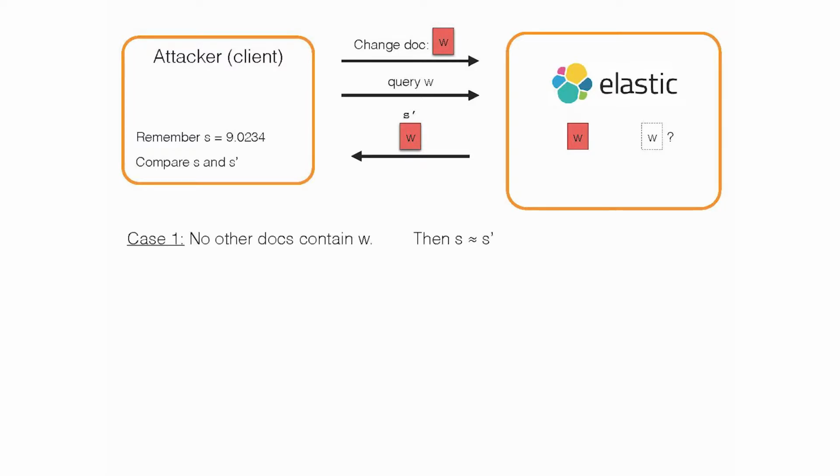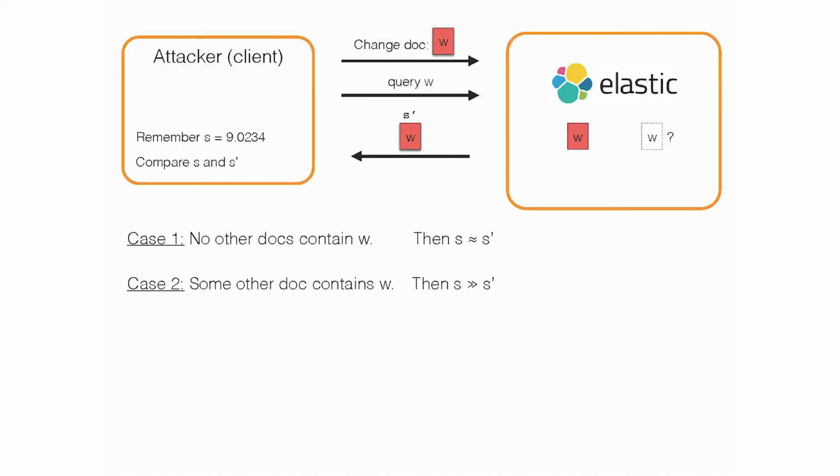And so there are 2 cases here. If the victim term is not written anywhere in the service, nobody else has stored that credit card number, then these scores should be the same. Because in both cases, the document frequency, or the inverse document frequency, should be the same because the term appears exactly once in the service, right?